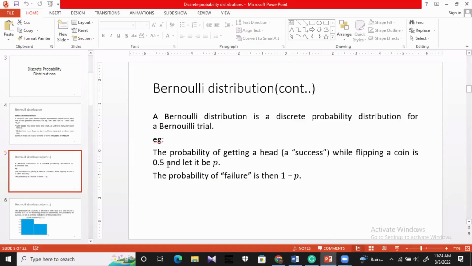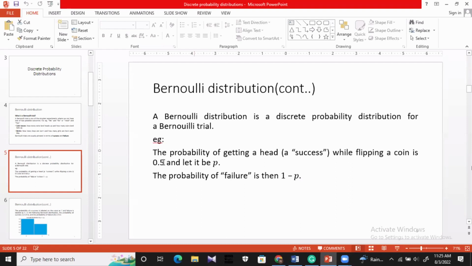Understand? Right. Let's go back to the presentation. The probability of getting a head while flipping a coin is 0.5 and let it be simple p. The probability of failure is then 1 minus p. Forget about this 0.5.